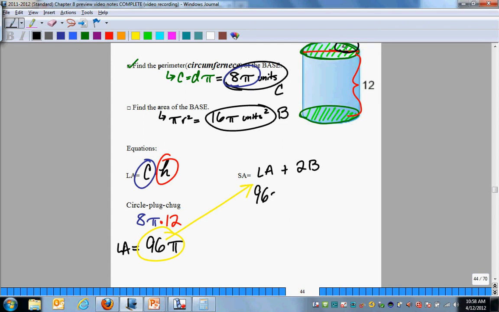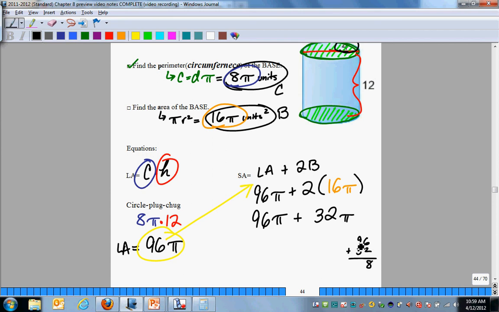Now we're going to take this lateral area and plug it in right up here. So we have 96 pi plus the area of 2 bases. We already have the bases, 16 pi. So 2 times 16 is 32, so I have 96 pi plus 32 pi. 96 plus 32. My final answer here for the surface area is 128 pi, whatever my units are, squared.